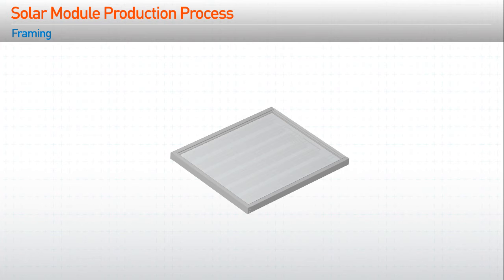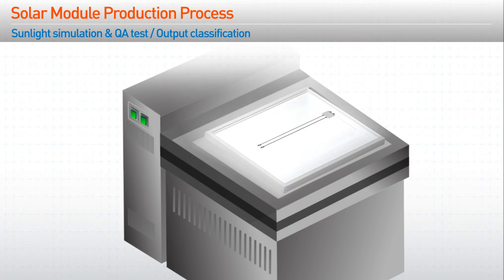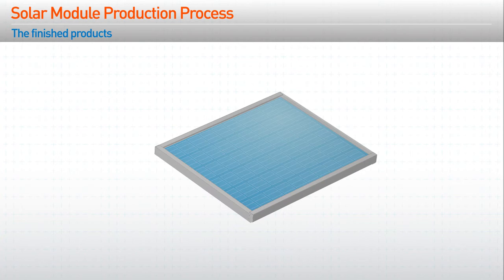This is followed by mounting frames, and then junction boxes are attached and mounted. After the electrical characteristics are inspected and output classification is performed, the completed products are shipped out.